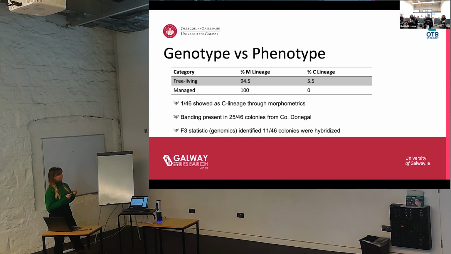Abdominal banding presence, however, was identified in 25 of these colonies, and Stephen touched on the F3 statistic earlier, and we used this again here to identify that 11 out of 46 of these colonies were hybridised. So we can see already that there's a big disagreement between morphometric and molecular methods, with wing morphometrics having the tendency to underestimate the proportion of hybridisation, and abdominal discoloration having the tendency to overestimate the proportion of hybridisation.